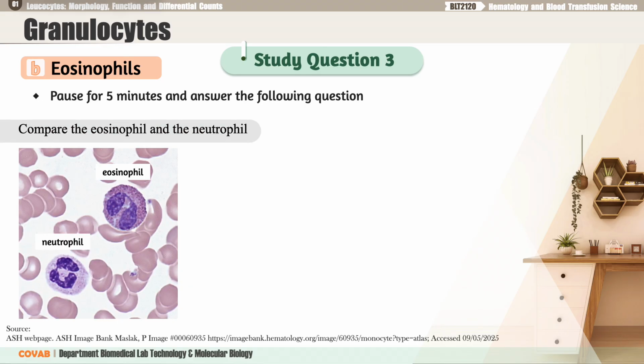Still study questions. Here we want you to compare the eosinophil and the neutrophil cells. A hint would be to consider the nature of the granules and the nucleus lobes. Typically, this is a take-home exercise, so you'll do it in your revision groups or your discussion groups and submit it as an assignment.